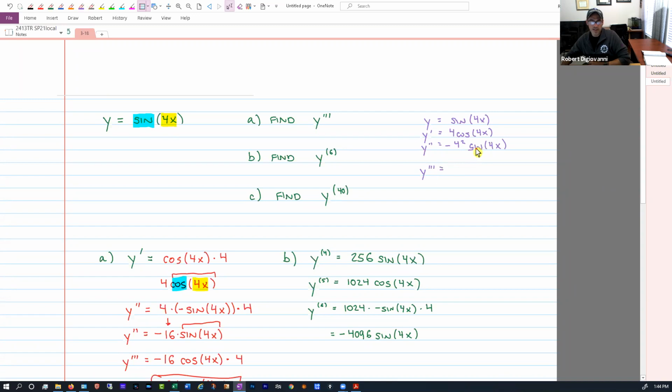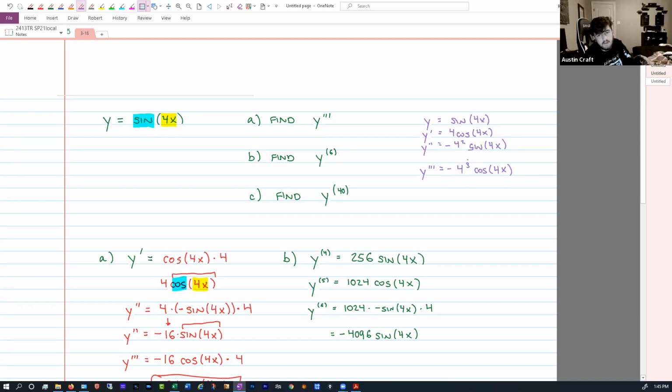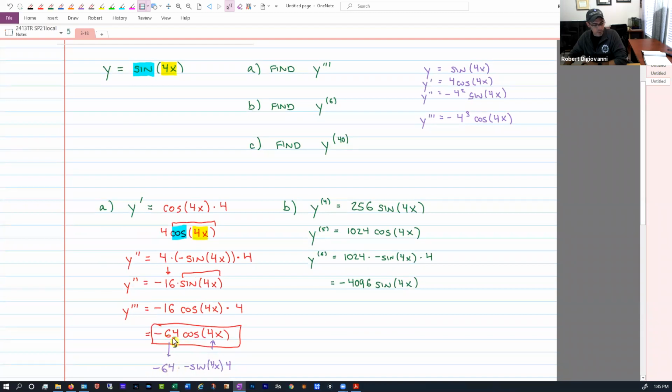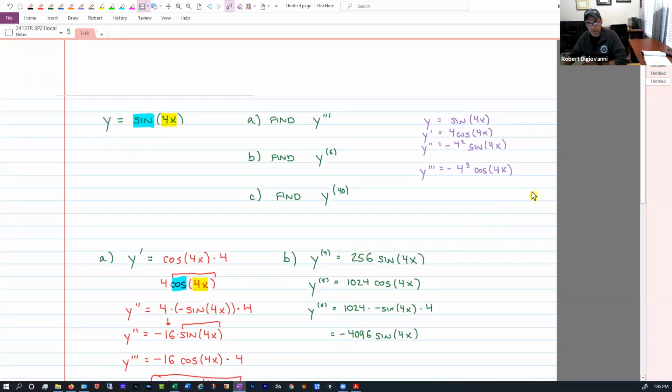The next one, when I take the derivative, the derivative of sine is cosine, right? It did not change sign, so it's still negative. And we had 4 squared, but we hit it with another 4, so shouldn't this become 4 cubed? Yeah. That was the third derivative. That's the negative 64 cosine 4x.